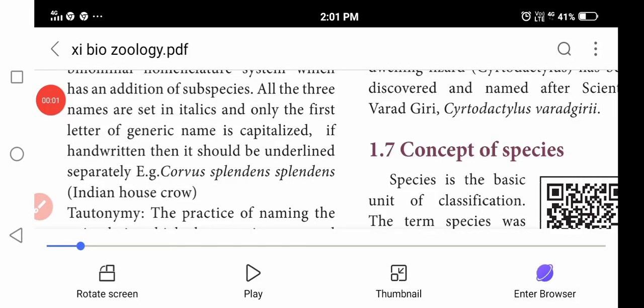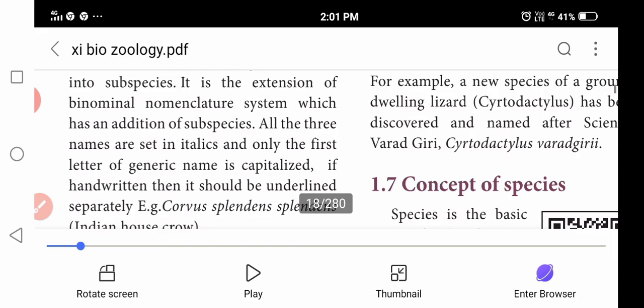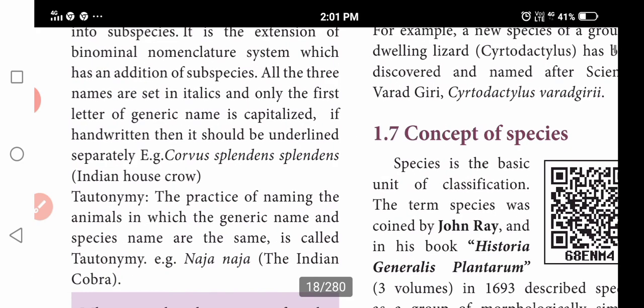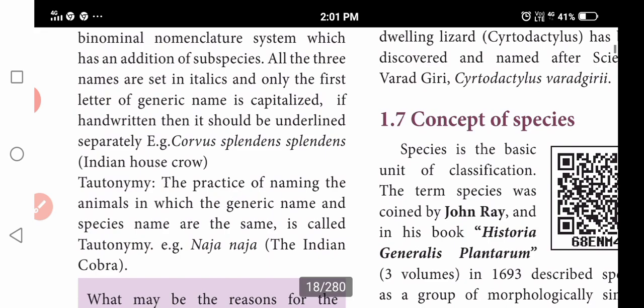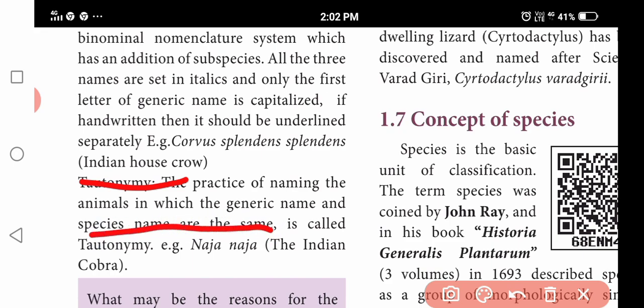Discussing the trinomial nomenclature. Trinomial nomenclature means three names: genus, species, subspecies. The best example is Corvus splendens, the Indian house crow. Next one, a very important one, is tautonymy. Tautonymy means the generic name and species name are the same. The best example is Naja naja, the Indian cobra.